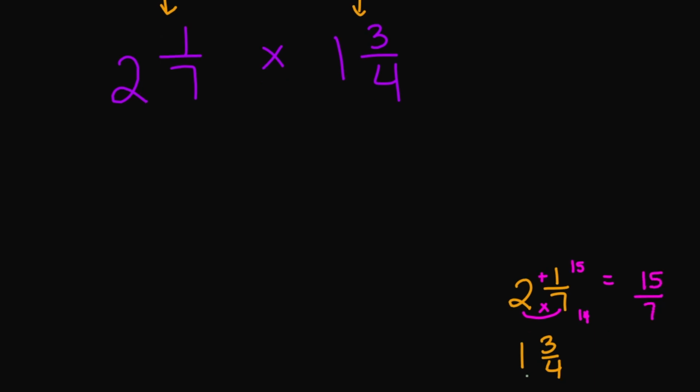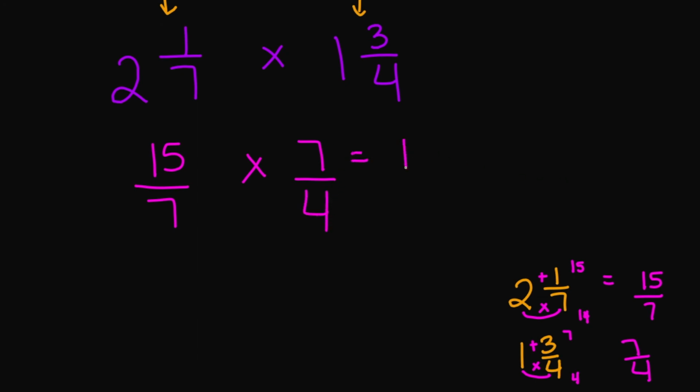When we come over here, we have 1 times 4. This is going to equal 4. Plus 3 is going to equal 7. So this is going to turn into 7 over 4. 2 and 1/7 is going to equal 15 over 7, times 1 and 3/4, which is going to equal 7 over 4. Now I'm going to multiply across.